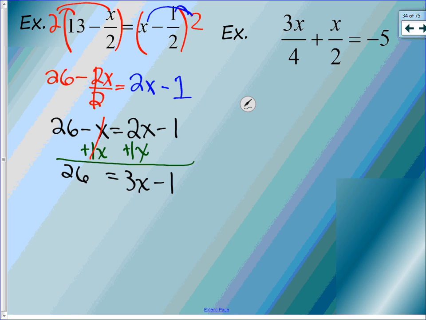What's my next step? The next step would be to take negative 1 or minus 1 and cancel it out. So what you would do is you would do plus 1 to cancel out 1 on both sides, which makes 26 into 27. Good. So we're going to add 1 to both sides. And we get 27 equals 3x. Lastly, we'll divide by 3. And the 3's cancel. And 9 equals x.